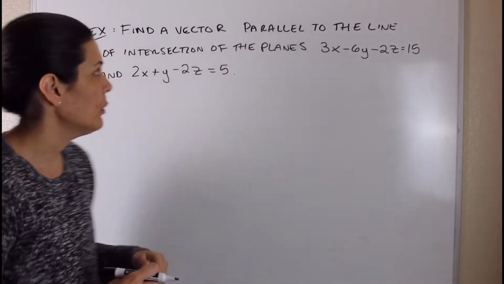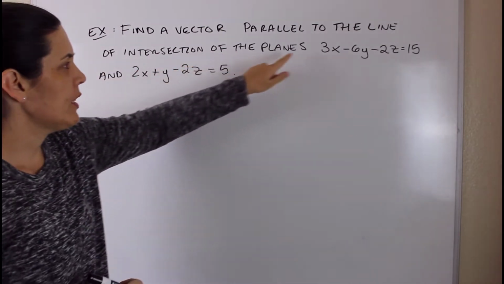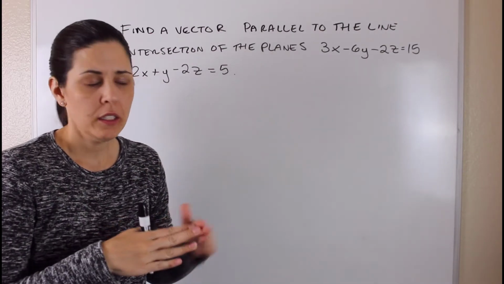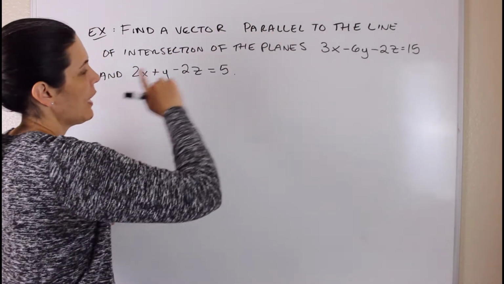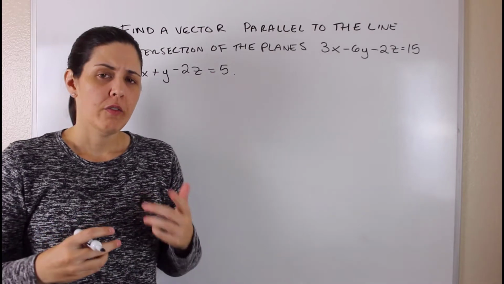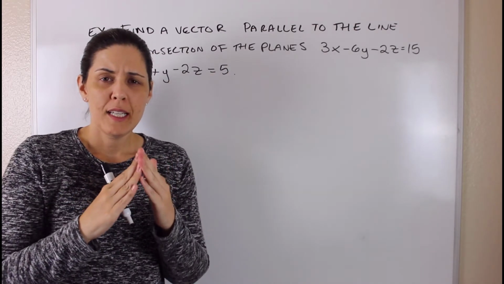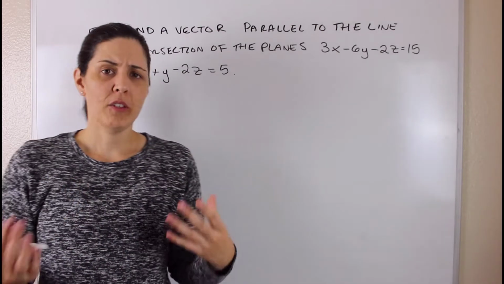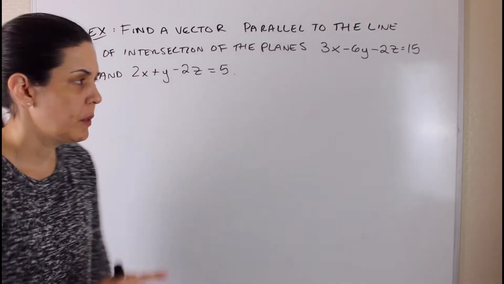So looking at this example, we want to find a vector parallel to the line of intersection of these two planes. So we just talked about it. Two planes meet and they form a line when they meet. So it's a line that connects those two planes. And so we want a vector that's parallel to that line of intersection. So we kind of have to think about what we just talked about with our fact. And our fact was that that line that you get when the two planes meet is actually perpendicular to their normal vectors. So think about how you can use the math that you know to answer this question.